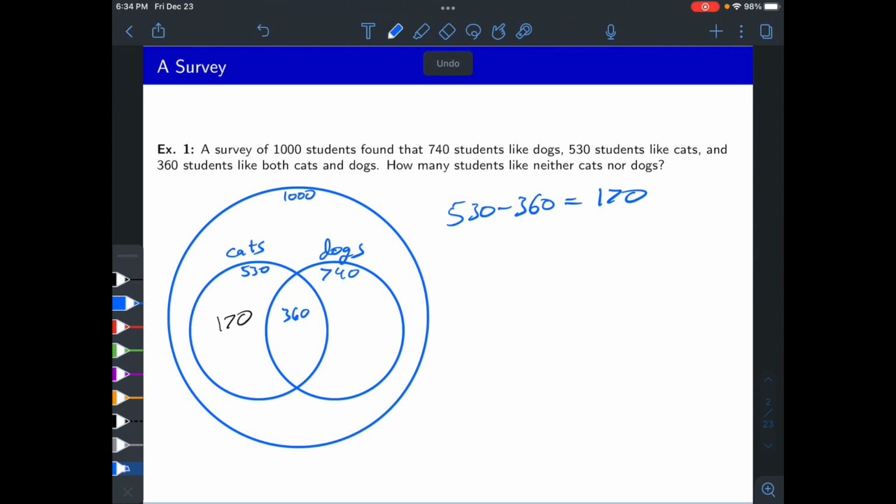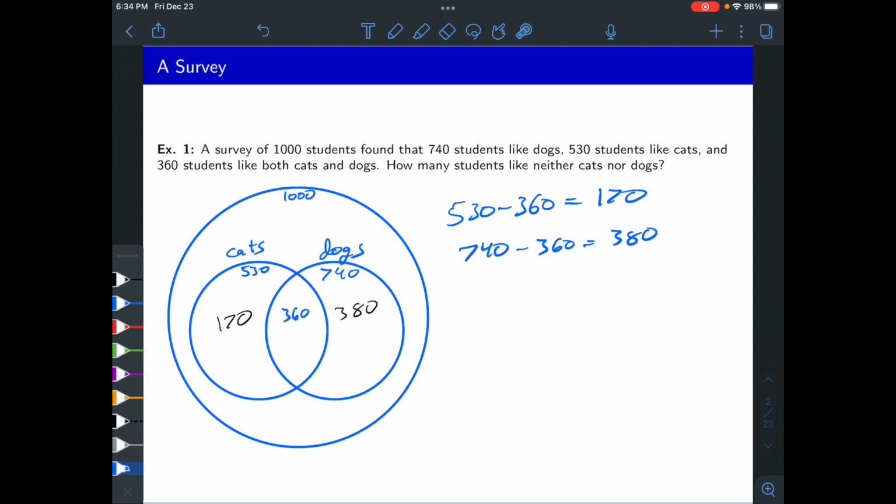Same thing for dogs. There are 740 students who like dogs, and 360 of them like cats. So there are 380 of them that don't like cats. This is how many people like dogs. This is how many people like cats and dogs. This is how many people just like dogs.